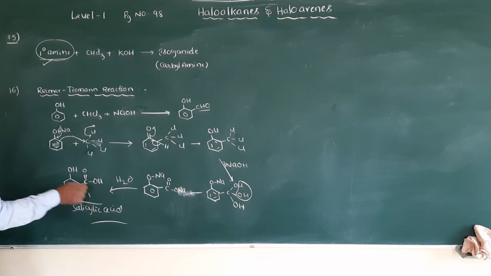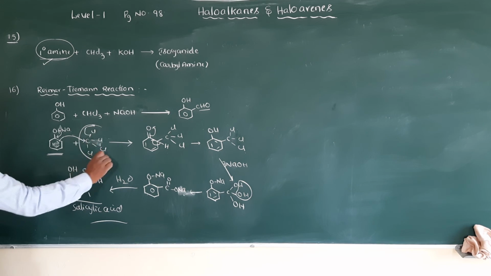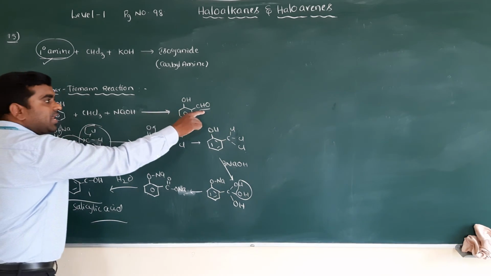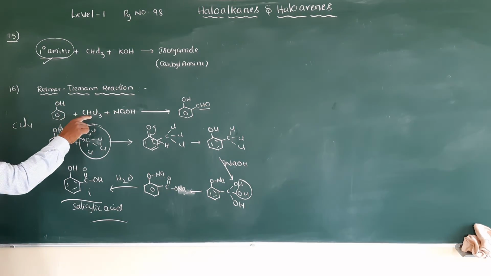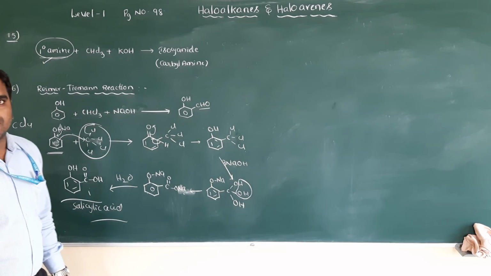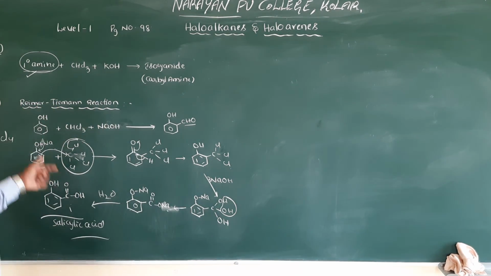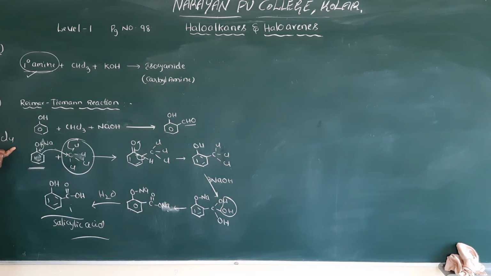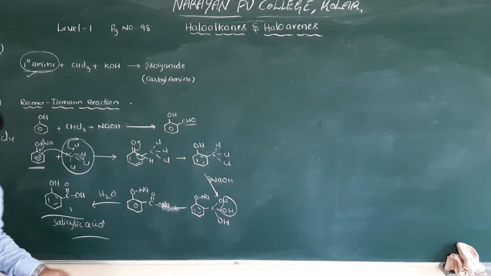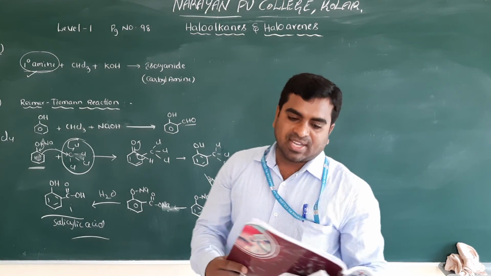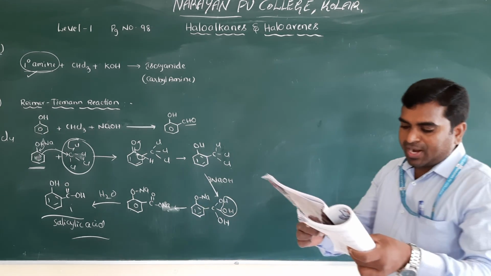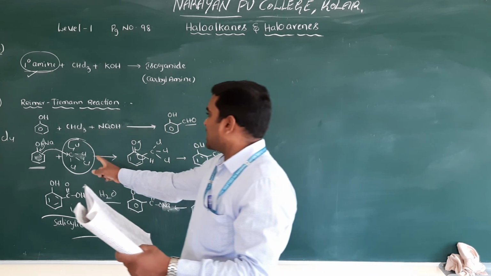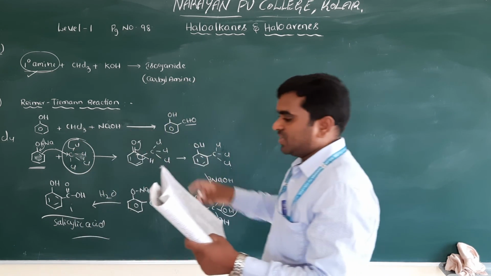So to get salicylic acid, we have to treat the phenol with which compound here? CCl4. CCl4 means what? Carbon tetrachloride. To get salicylaldehyde, you have to treat the phenol with which one? Chloroform. So phenol treated with chloroform gives salicylaldehyde, but phenol treated with carbon tetrachloride will give salicylic acid. So option 3 is the correct one. Salicylic acid can be prepared by the Reimer-Tiemann reaction by treating phenol with carbon tetrachloride and sodium hydroxide. So here option 3 is the correct one.